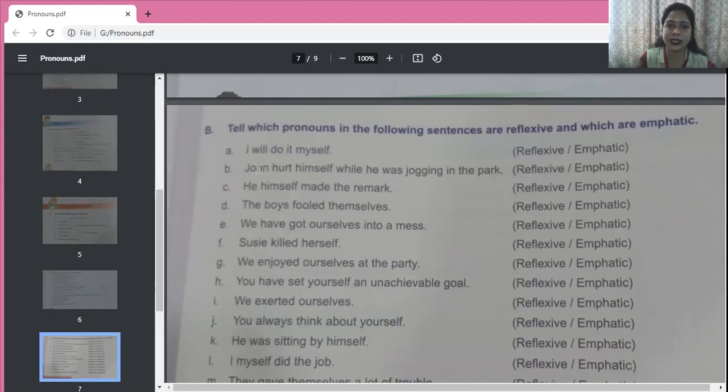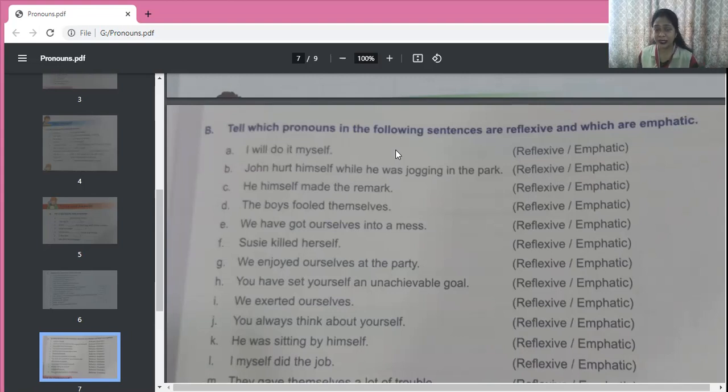So this is emphatic. Now see this second sentence. John hurt himself while he was jogging in the park. So John hurt, if we remove himself, then the sentence is incomplete. Okay, when the sentence is incomplete, then it is reflexive. So in sentence B, himself is reflexive. Sentence C: he himself made the remark. Now he made the remark. Okay, and himself is not needed. Himself is only there for the sake of emphasis. So himself is emphatic pronoun. The boys fooled themselves. Now the boys fooled who? We don't know.